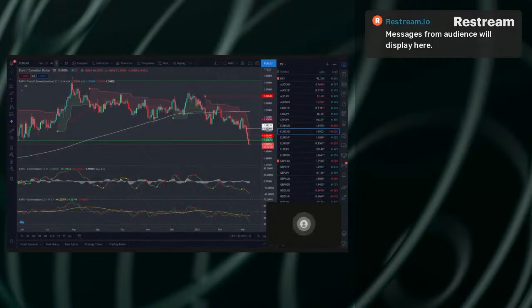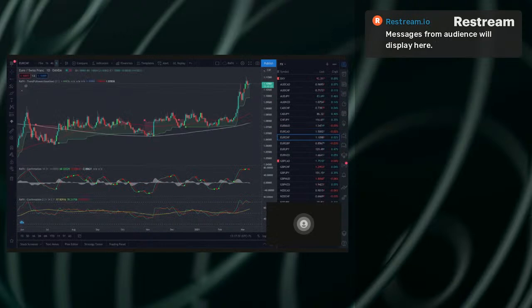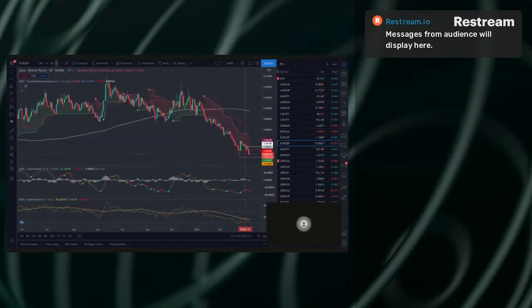Next on the list is Euro CHF. Euro CHF on a daily is in an uptrend, but we will skip this because obviously the price is way far from the baseline. Next is Euro GBP.